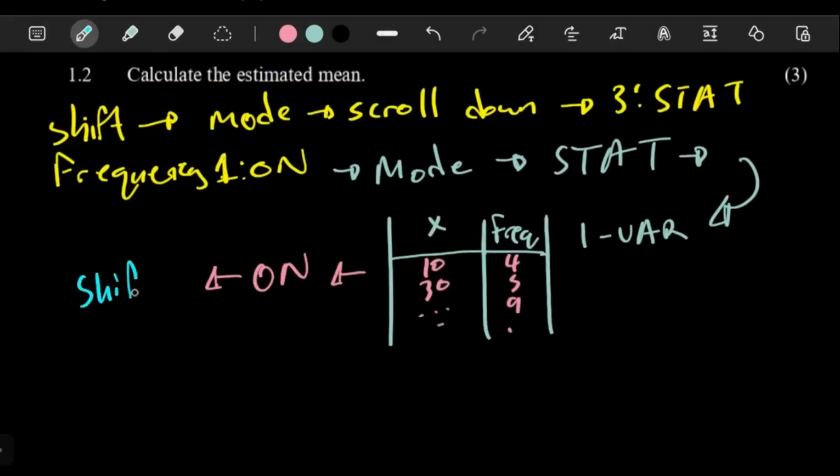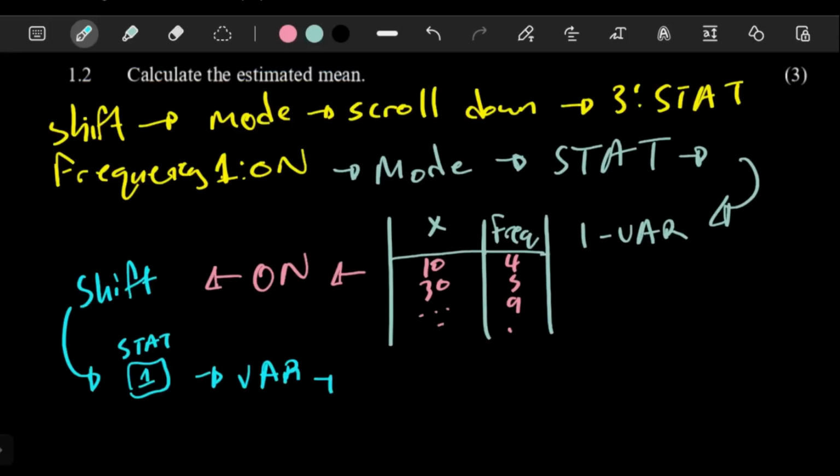Shift and then button number 1, which is that one on top there. Shift and then button number 1, right? And then you're going to press var. Going to press var over there.